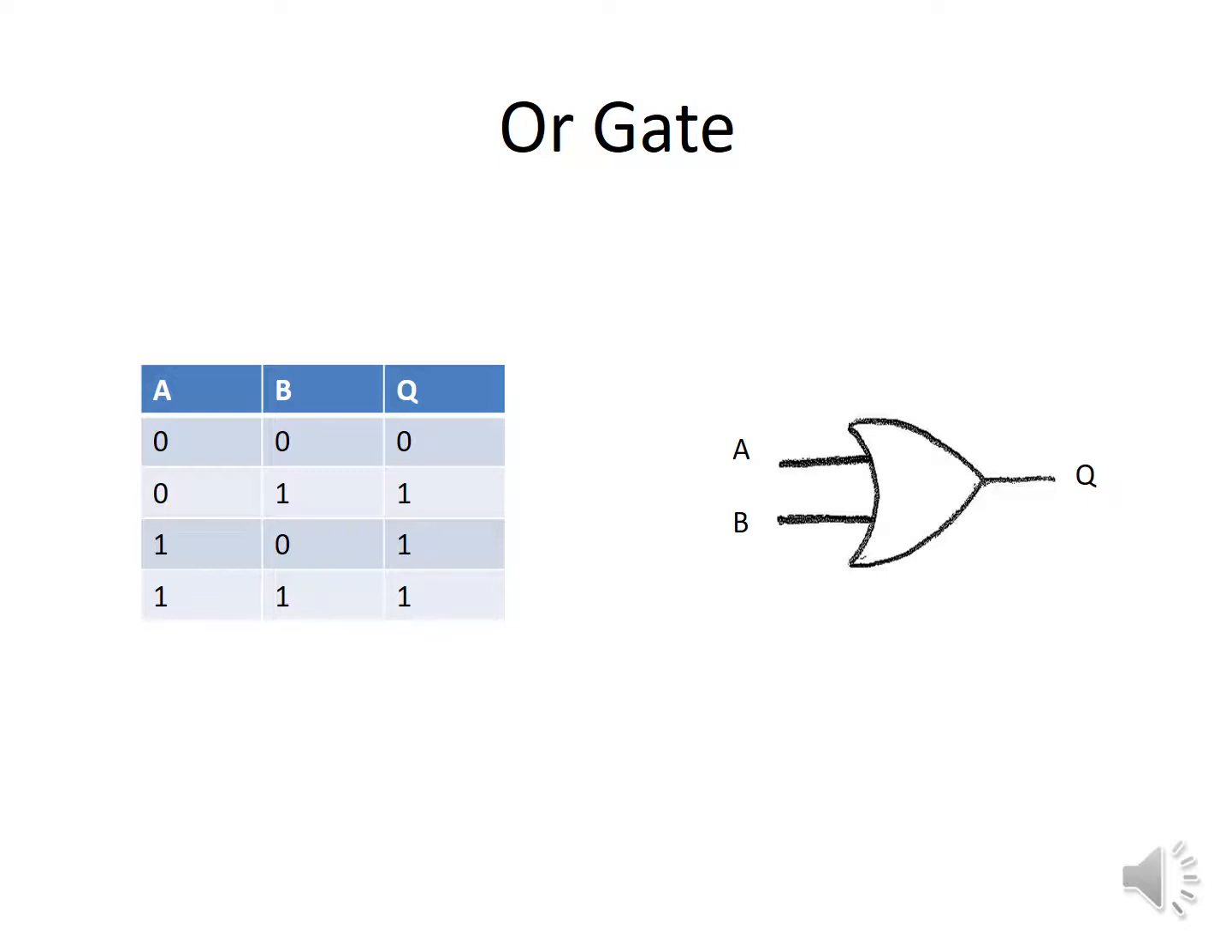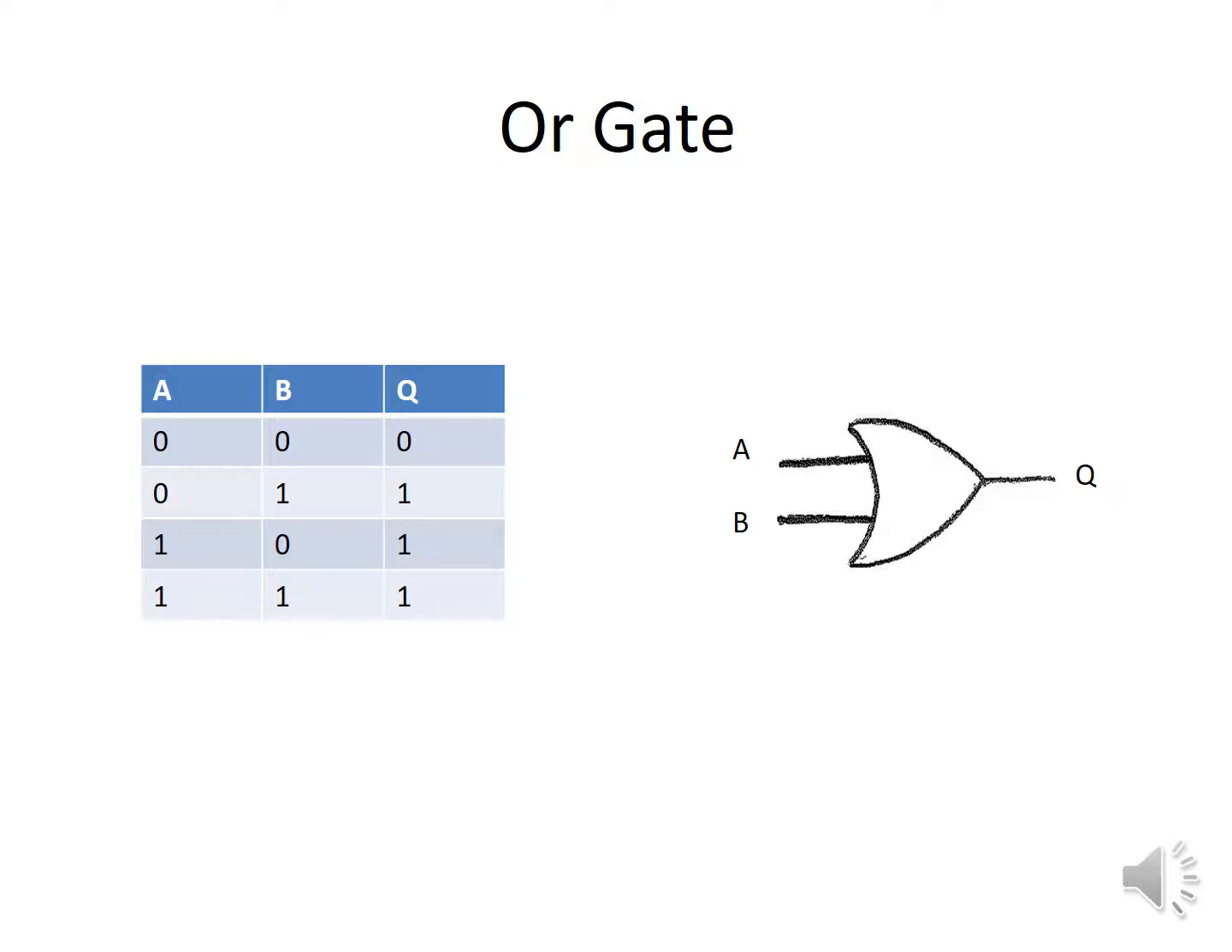Okay. Right, so this is an OR gate. Now, an OR gate looks very similar to an AND gate. The difference is that where A and B connect, that's slightly concave. It's not straight. And it curves at the top and bottom, leading to the Q.